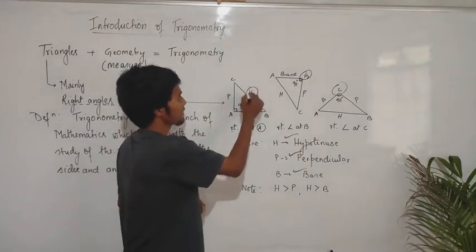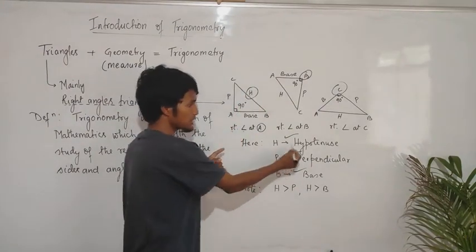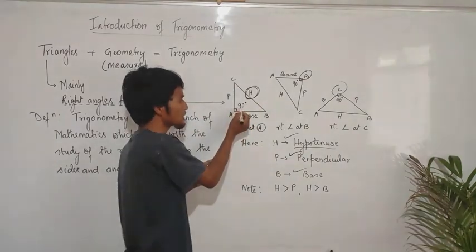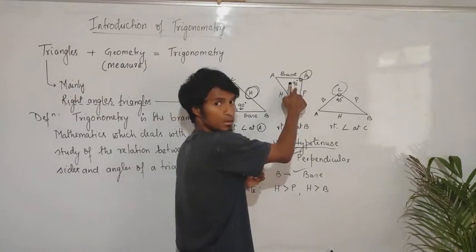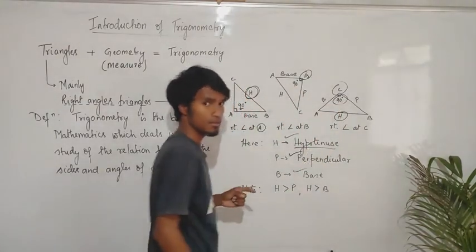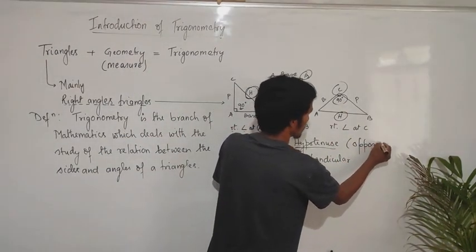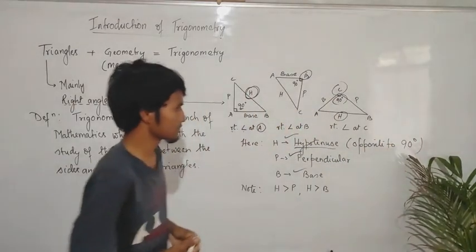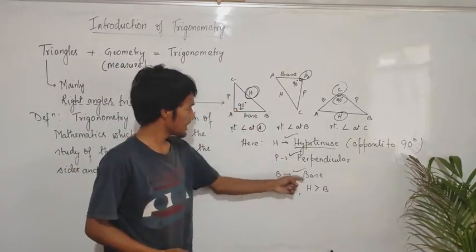Now this H stands for hypotenuse. The hypotenuse is always opposite to 90 degrees. Here also the hypotenuse is here because it is opposite to 90 degrees, and here also this hypotenuse H is opposite to 90 degrees. Remember, hypotenuse is always opposite to 90 degrees. And the perpendicular is this one, and the base will be this one.